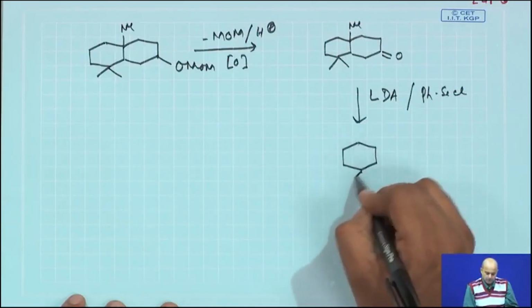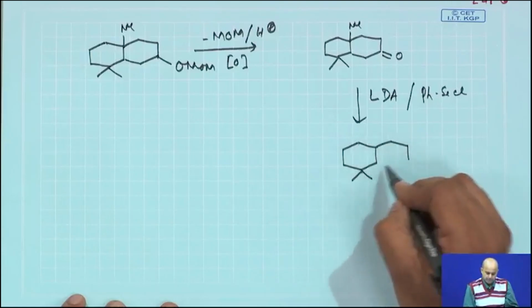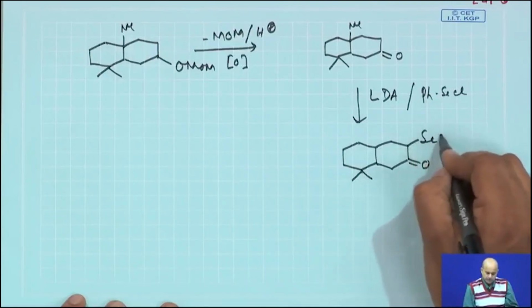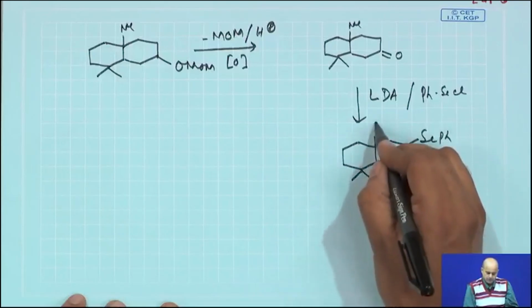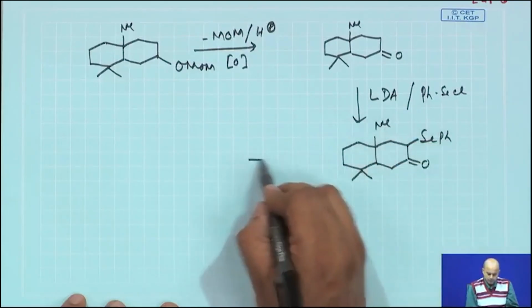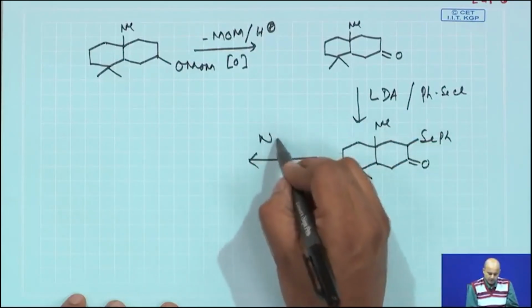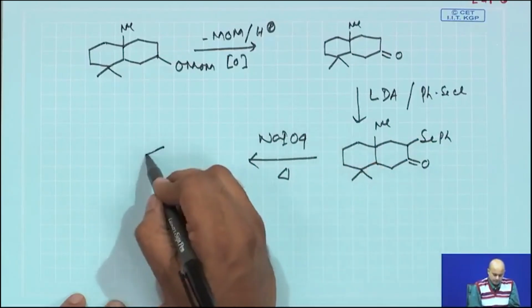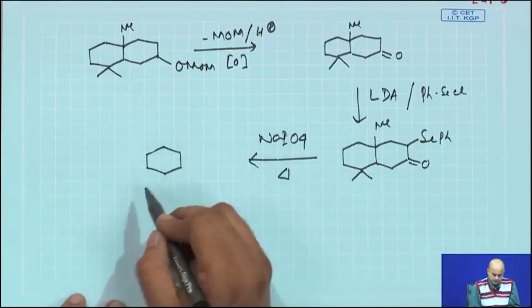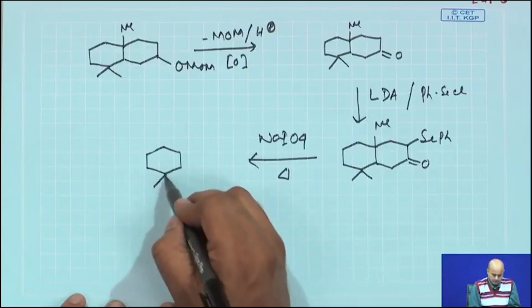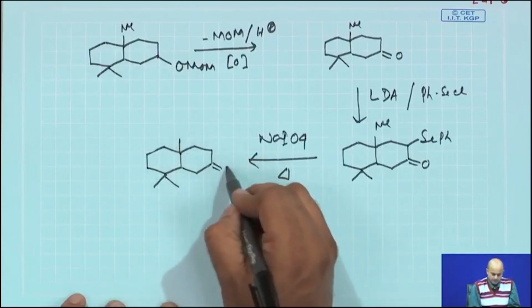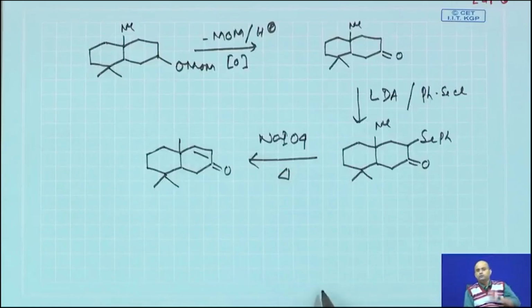So, now basically you will be getting this PhSe compound, and then you follow the standard treatment, sodium periodate, heat, and you will be getting the final product which is required.